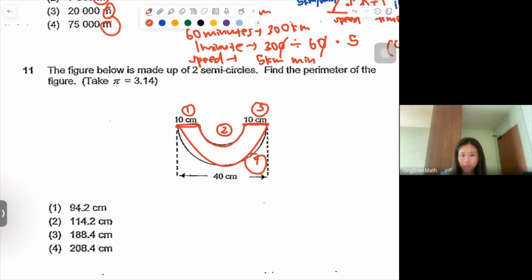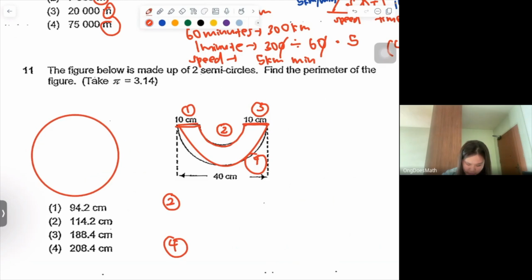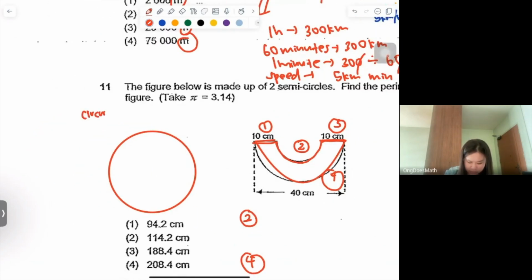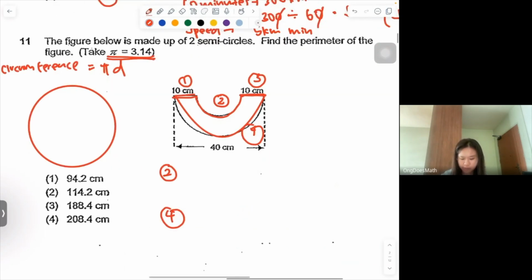1 and 3 are already known. We just have to find out what 2 and 4 are. In order to find out 2 and 4, you have to recall your circumference formula. What's the formula of a circumference of a circle? It's just pi d. D stands for diameter here, and the question asks you to take pi to be 3.14. Okay, so to find 2, you have to understand that 2 is a semicircle. And 4 is also a semicircle.